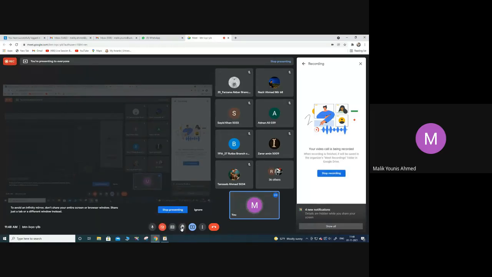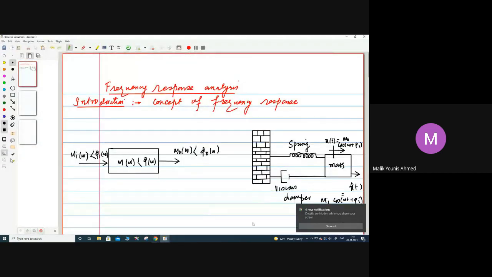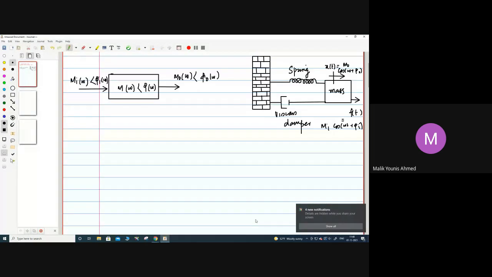Okay, so today we are discussing frequency response analysis, and we will first discuss the concept. What is this concept of frequency response? Basically, the frequency response methods were developed by Nyquist and Bode in the 1940s. Sorry, they were developed in the 1930s.